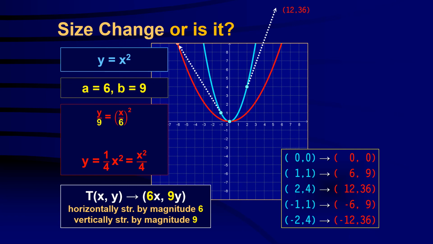With a equaling 6 and b equaling 9, we apply the graph scale change theorem, where y gets replaced with y over b, or y over 9, and x gets replaced with x over a, and since x over a needs to be squared, that would be x over 6 quantity squared. We can square the quantity, coming up with x squared over 36, and then multiply both sides by 9, and 9x squared over 36 would reduce to y equals 1/4 x squared.